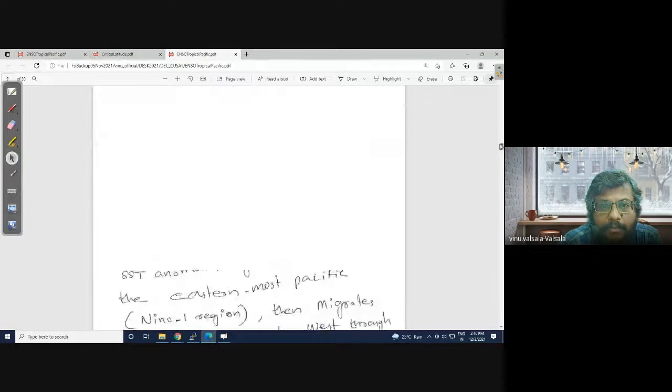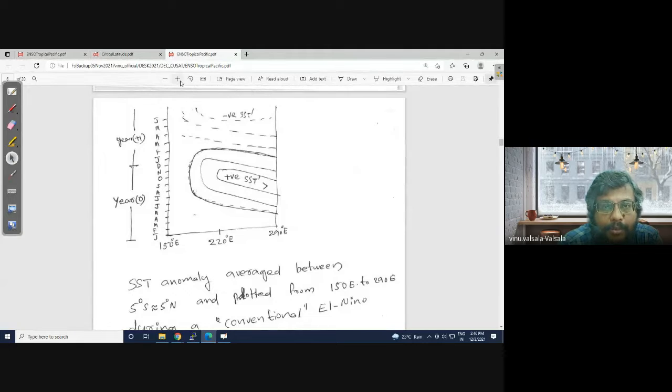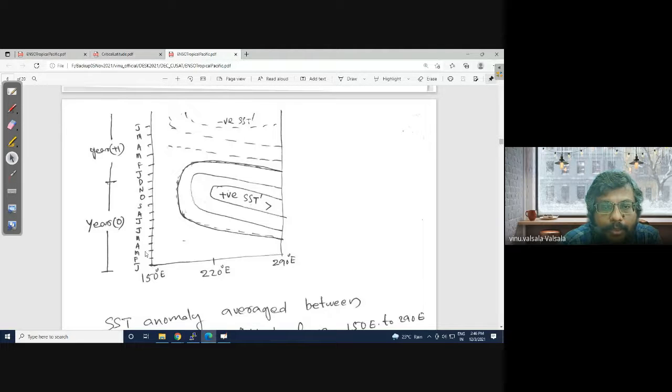So what is the time evolution of the El Nino anomaly? This is a Hovmoller diagram of the El Nino related SST anomaly in the tropical Pacific. This is 150 degrees east, 200 degrees east on the right hand side, and it starts with January, February, March, April, May, June, July, etc. to December, and then again goes to the next year.